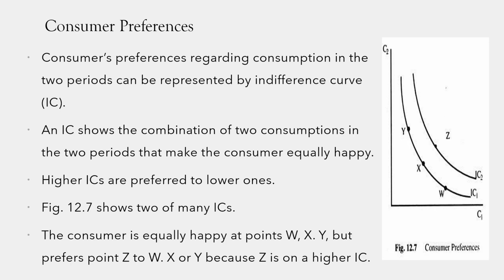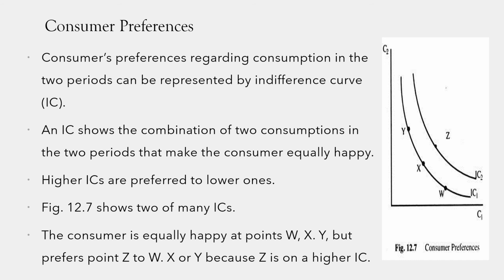If you look at the consumer's preferences, you can see that the consumer's preference regarding consumption in the two periods can be represented using indifference curves. An indifference curve shows the combinations of two commodities between which the consumer would be indifferent. Here the IC shows a combination of two consumptions in two periods that make the consumer equally happy. Higher ICs are preferred to lower ones, and here we have two ICs in this indifference map.